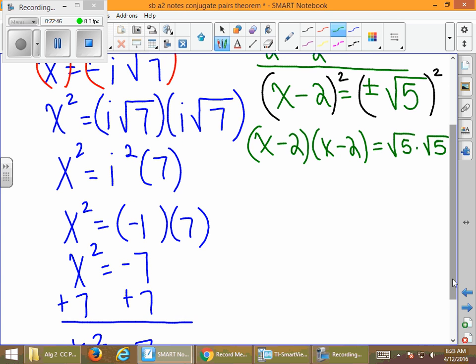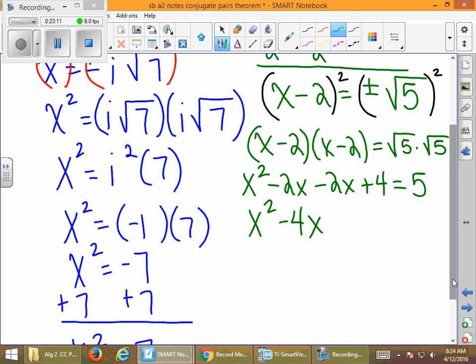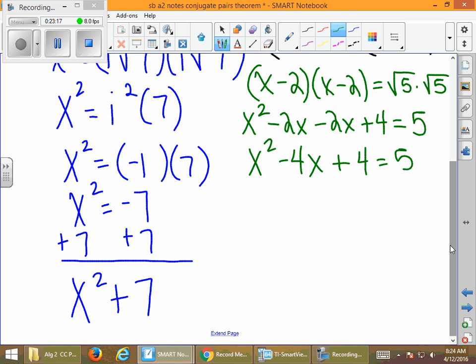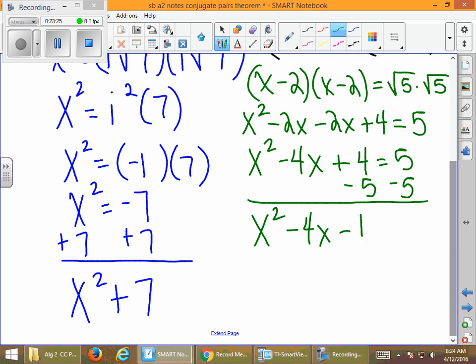And now we're going to FOIL. We're going to multiply those two parentheses together. x squared minus 2x minus 2x plus 4. And square root of 5 times square root of 5 is 5. We combine like terms. Get x squared minus 4x plus 4 equals 5. And then we need to subtract 5 from both sides. So we have x squared minus 4x minus 1.